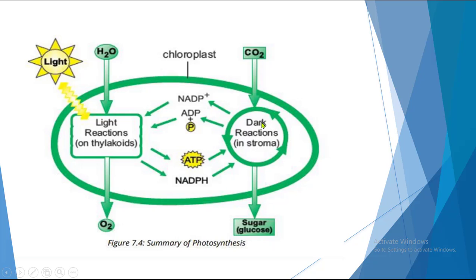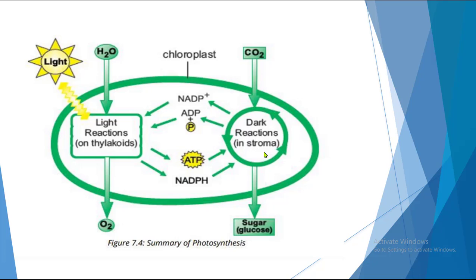So here is the diagram of a chloroplast, and you should know that the chloroplast is a double membrane bounded organelle which consists of two major parts. The fluid component is known as stroma and the disc-like structures are known as thylakoids. The thylakoid membrane is actually made up of chlorophyll. That's why light reactions take place on the thylakoid and dark reactions take place in the stroma.